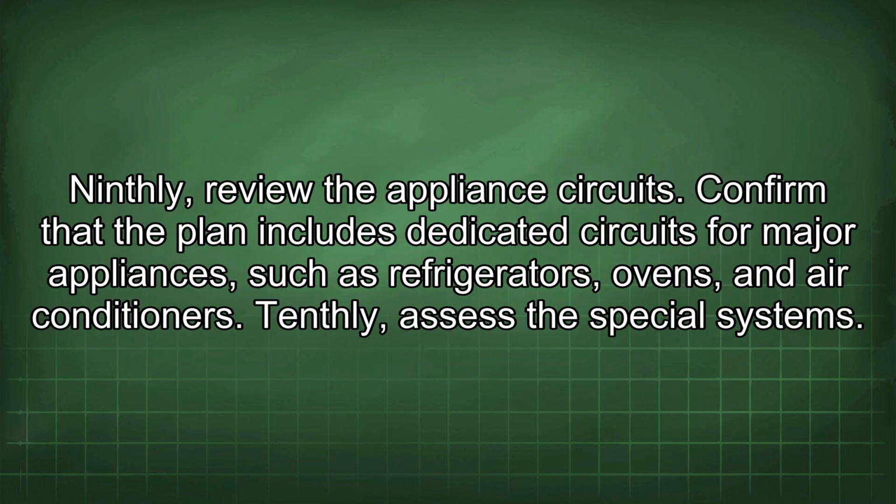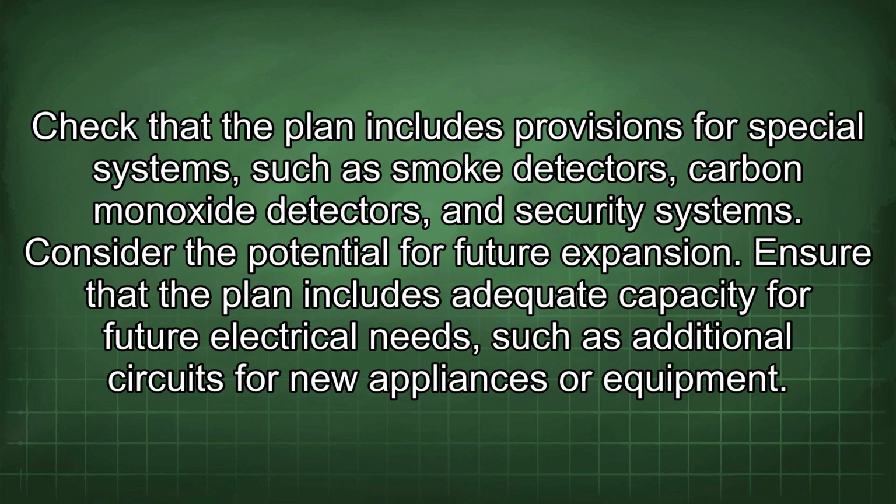Ninthly, review the appliance circuits. Confirm that the plan includes dedicated circuits for major appliances such as refrigerators, ovens, and air conditioners. Tenthly, assess the special systems. Check that the plan includes provisions for special systems such as smoke detectors, carbon monoxide detectors, and security systems. Consider the potential for future expansion. Ensure that the plan includes adequate capacity for future electrical needs, such as additional circuits for new appliances or equipment.